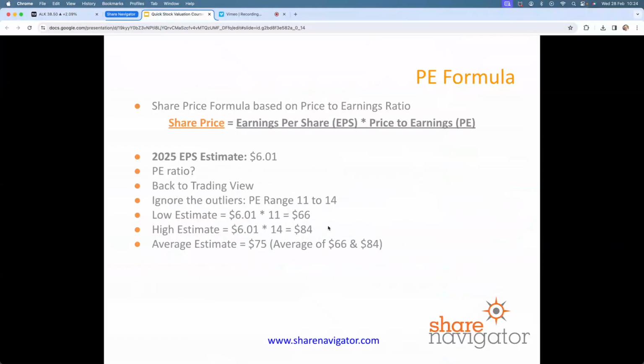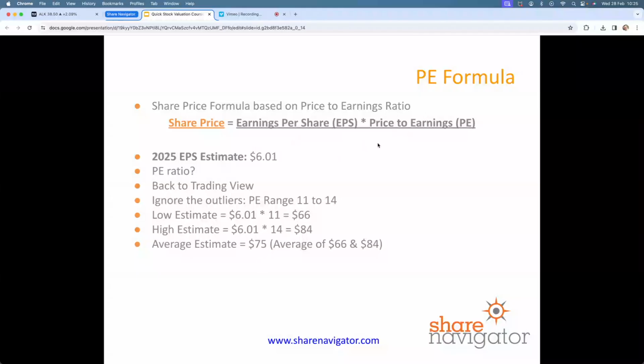So we go into our next slide here. Now we know we ignore the outliers, as I've mentioned before. The PE range is 11 to 14. So now we can get our low estimate. We simply input the data into the formula. So 6.01 multiplied by the PE ratio, we use 11, and we get a target price of 66. And then on the higher side, if we use the higher range PE ratio of 14, we'll get a target price of 84. So then what we'll do is get an average of both of those, and we get an average target price of 75 based on this PE formula.